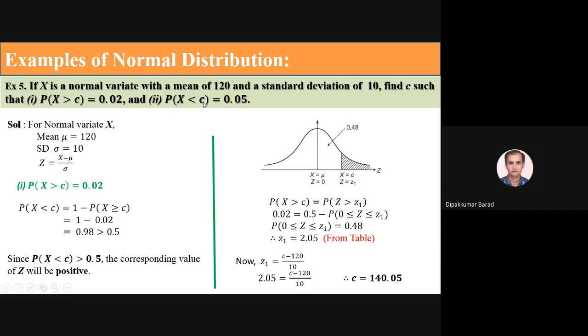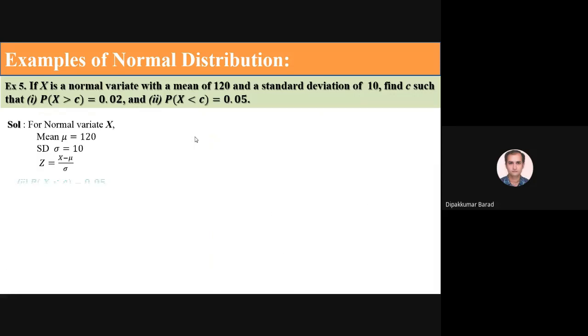The second one: P of X less than C is equal to 0.05. So here you have directly been given this probability, which is 0.05, and it is less than 0.5. Less than 0.5 means your Z1 must be negative. So you can directly say that P of X less than C, which is 0.05, is less than 0.5, so your Z will be negative.